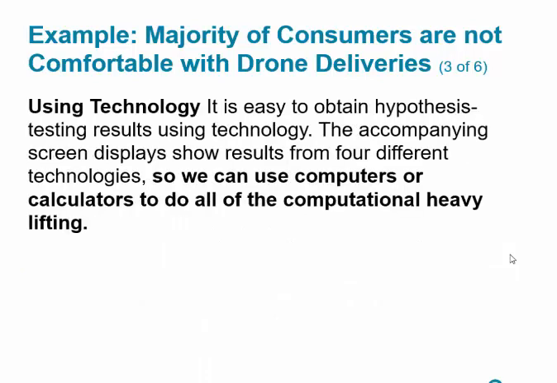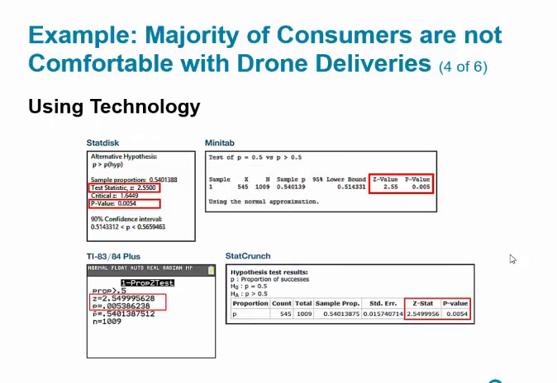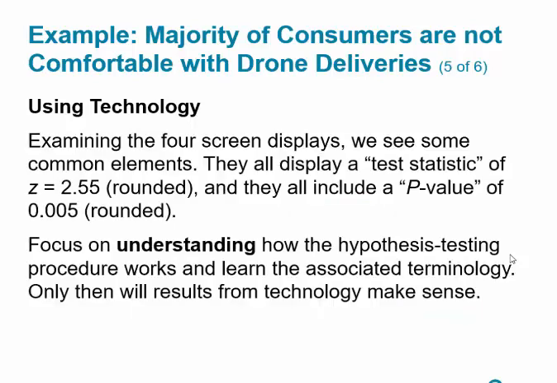Using technology. It's easy to obtain hypothesis testing results using technology. In this course, I'm going to show you how to use Excel to obtain that. Now, the accompanying screen display shows results from 4 different technologies. So we can use computers or calculators to do all of the computational heavy lifting. So here we have StatDisk, Minitab, the TI-83/84, and StatCrunch. And all of those results, we're going to learn how to interpret them when we do hypothesis testing.